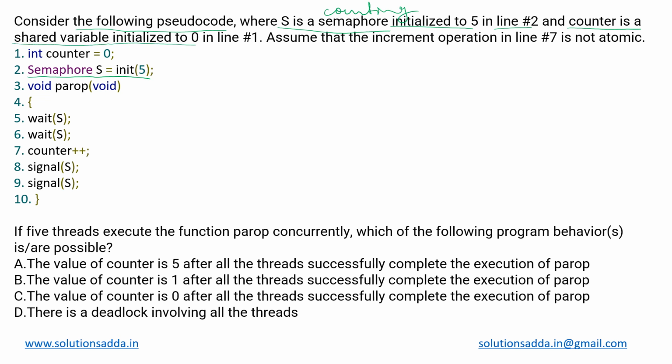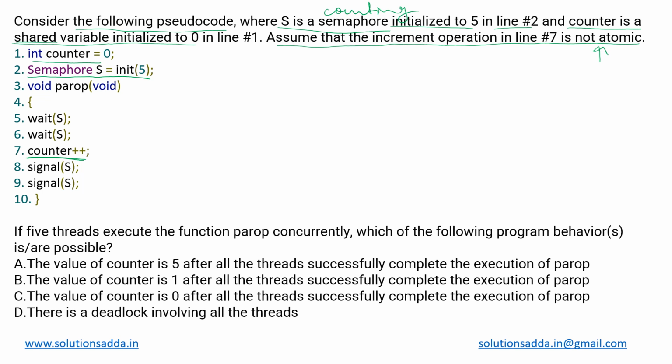So this counter is a shared variable, which means for all the processes the same value of counter would be used. They will not have separate variables named counter for each of them. Assume that the increment operation in line 7 is not atomic. So this is what they're talking about, and this operation is definitely not atomic because counter is a shared variable. So if it is incremented by one process, then it will be incremented for all of them. That is what they mean by the operation being not atomic and the variable being shared.